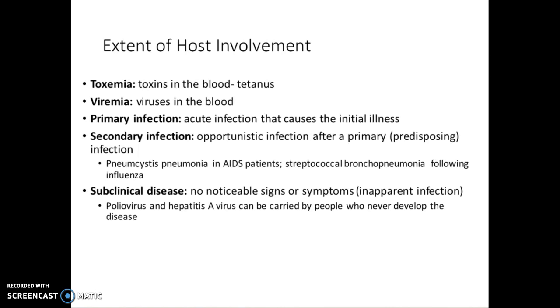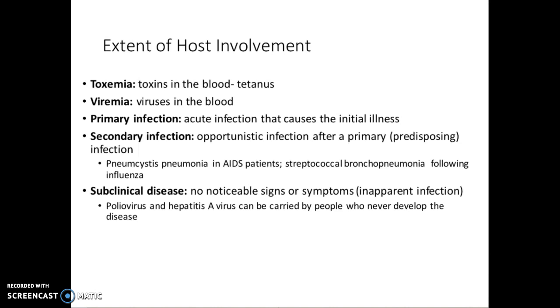In AIDS patients or stage 4 HIV, we get all kinds of different opportunistic infections. You get thrush, or yeast infections of the mouth. You get Kaposi's sarcoma, which is a skin cancer that's a result of a herpes virus. You can get pneumocystis pneumonia, which is a fungal pneumonia in the lungs. And then subclinical means there are no noticeable signs or symptoms.